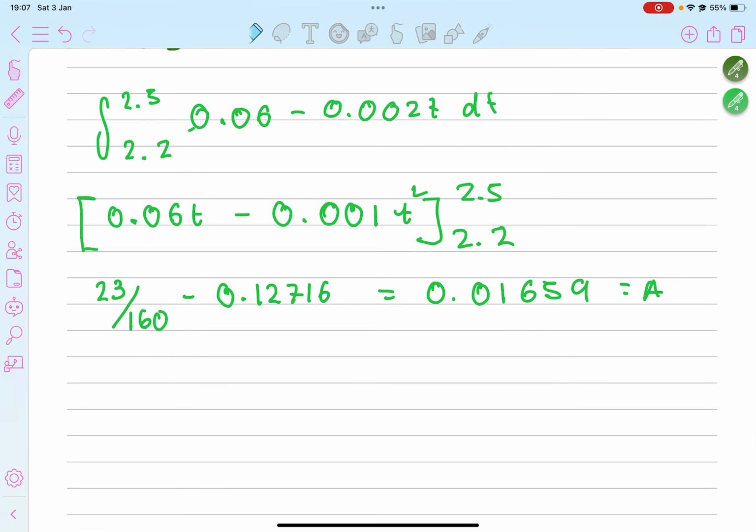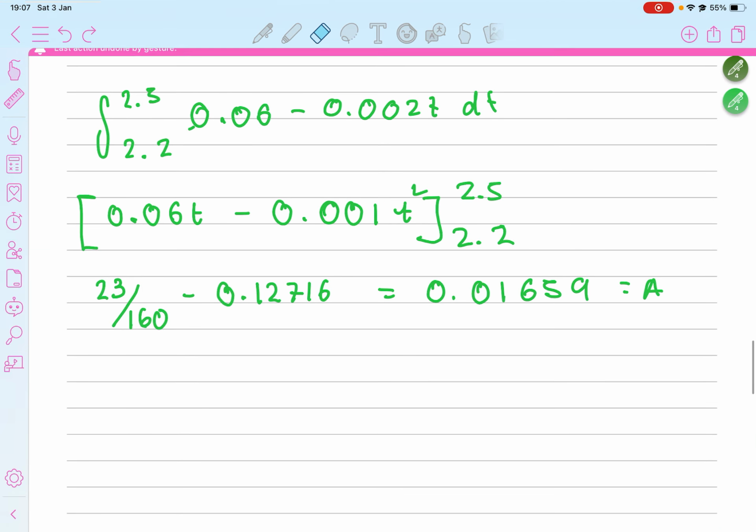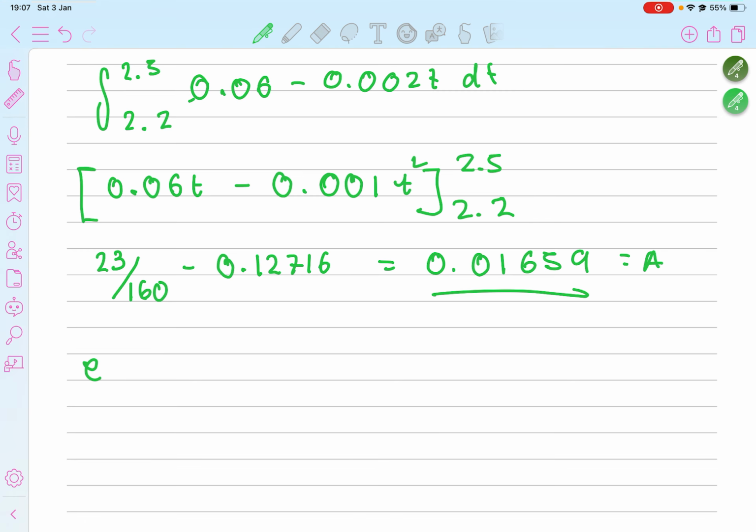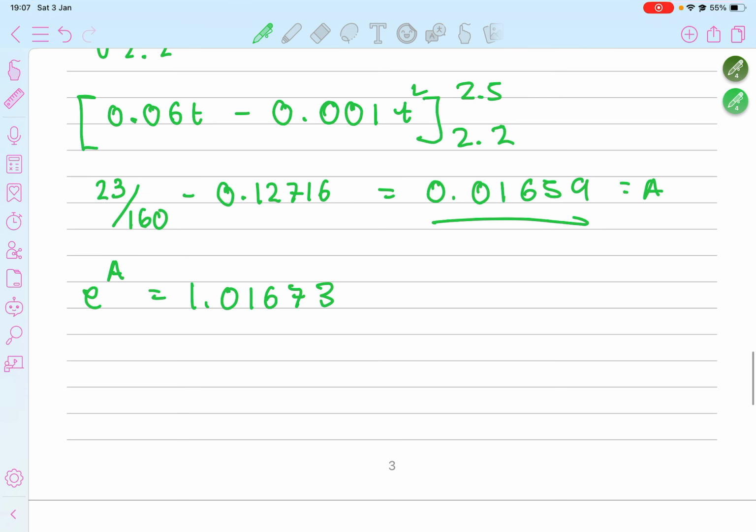Okay, I realised where I'm wrong. This is still A. Oh my god. Okay, this is still A, but I forgot to do the exponential first to get it into the right form. So the exponential of A there is equal to 1.01673.